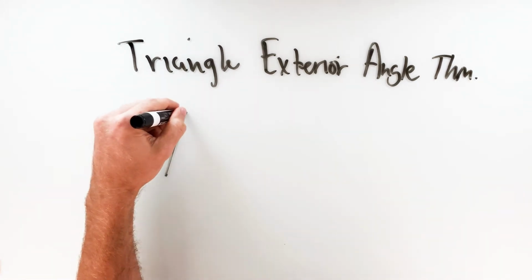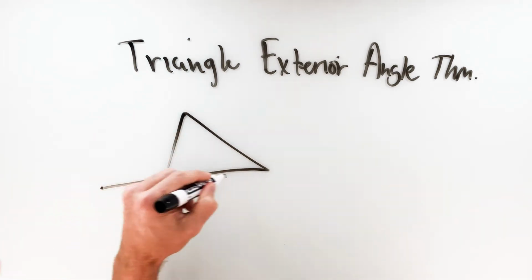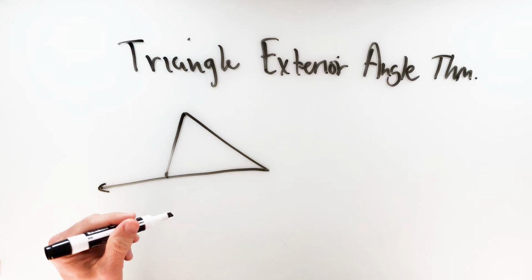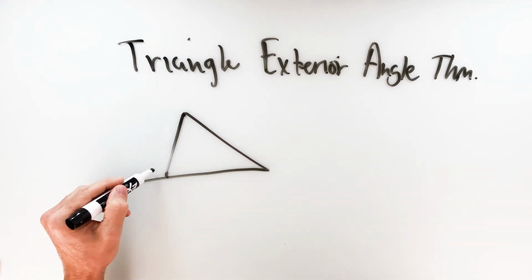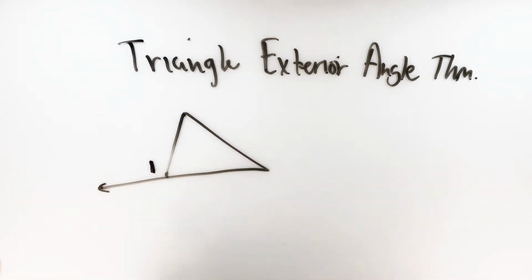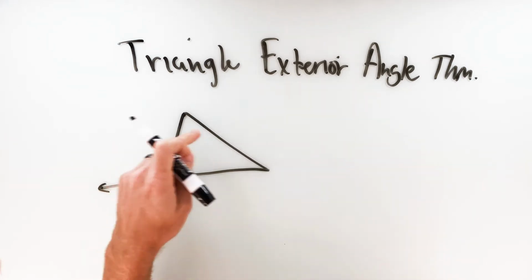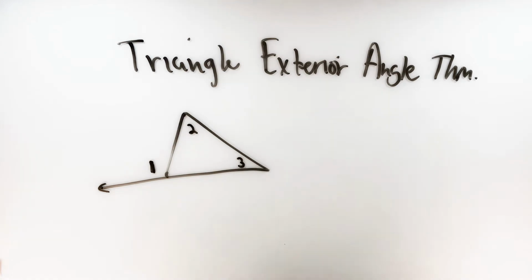If you don't know what an exterior angle is, that just means if I take one of the interior angles and extend it out in one direction, interior angles would be bound inside the triangle, exterior angles would be like this angle right here that's sitting outside the triangle. So I'll just call that angle 1 for a minute. So angle 1 is what we call an exterior angle. Interior angles would be like these two. So like angle 2 and 3, those are interior angles.